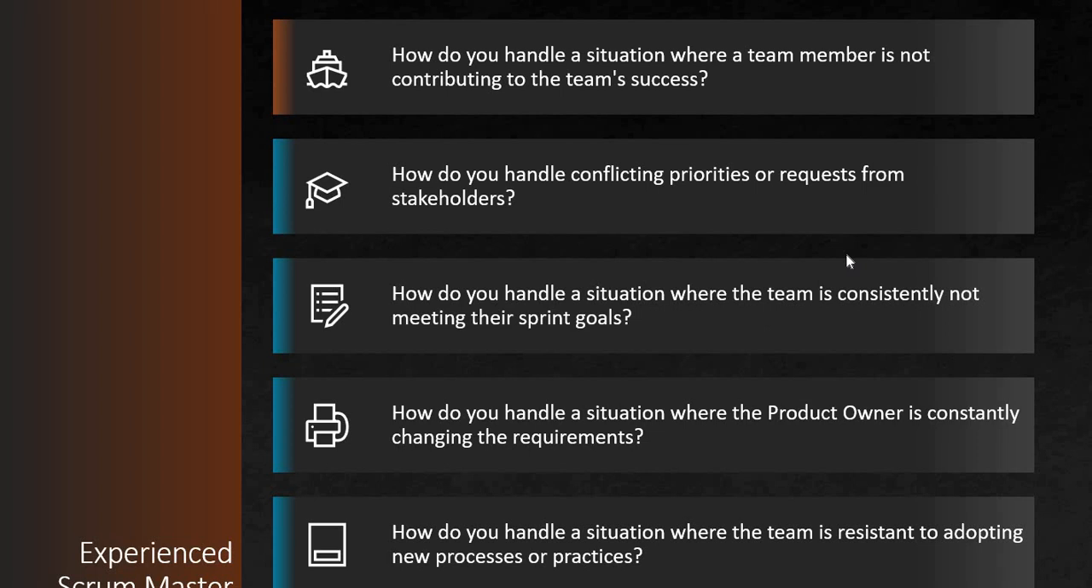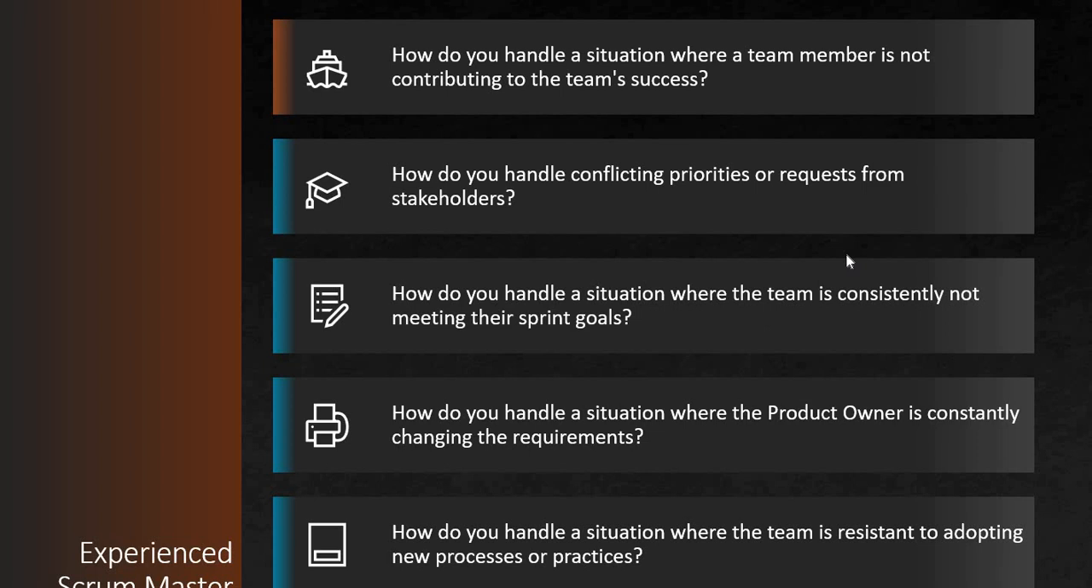How do you handle conflicting priorities or requests from stakeholders? As a Scrum Master, I would first work with the product owner to understand the priority of the request or requirement and how it aligns with the product vision and roadmap. I would then facilitate a discussion with the stakeholders to understand their perspectives and concerns. Together with the team and the product owner, we would prioritize the backlog items and determine the best approach to address the request while minimizing the impact to the sprint or product goals.